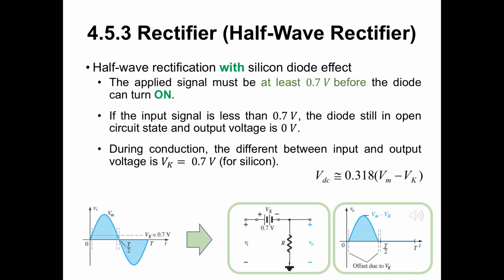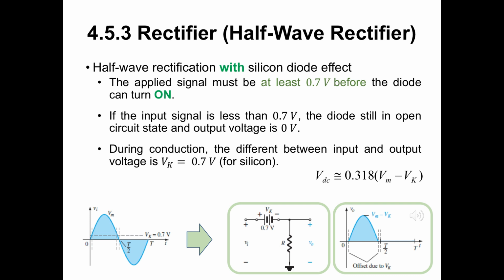The applied signal must now be at least 0.7 volts before the diode can turn on. For levels of Vi less than 0.7 V, the diode is still in an open circuit state and VO is 0 volt, as shown in the same figure. When conducting, the difference between VO and Vi is a fixed level of Vk, 0.7 volts, and VO is Vi minus Vk, as shown in the figure on the most right. The net effect is a reduction in area above the axis, which reduces the resulting DC voltage level.